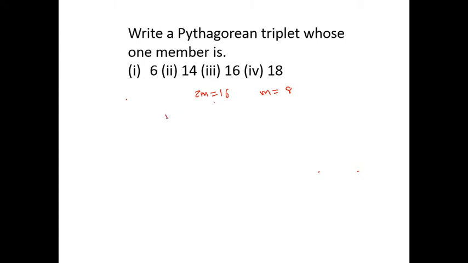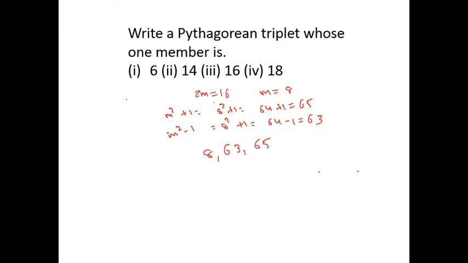Now m square plus 1, so 8 square plus 1. So 64 plus 1, that is 65. M square minus 1, so 8 square minus 1. So 64 minus 1, that is 63. So 16, 63 and 65. These are all the reference triplets.